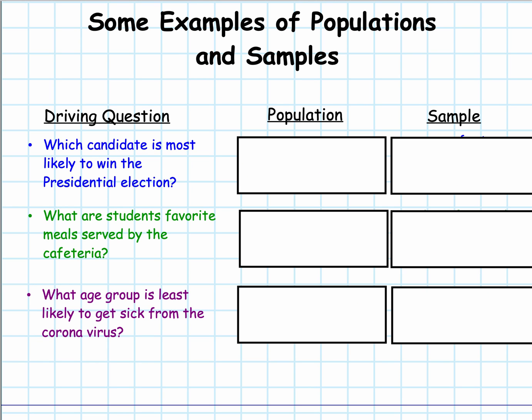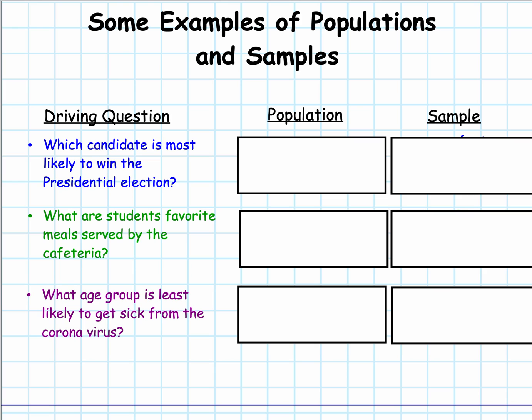So now let's go ahead and talk about some examples of populations and how we would go ahead and sample them. When we're talking about sampling, we mean, do we need to do a sample survey, or can we sample the entire population? So when you are doing some type of project, you usually have a driving question. Same thing when you're trying to get information about a group of people, you need to have a driving question.